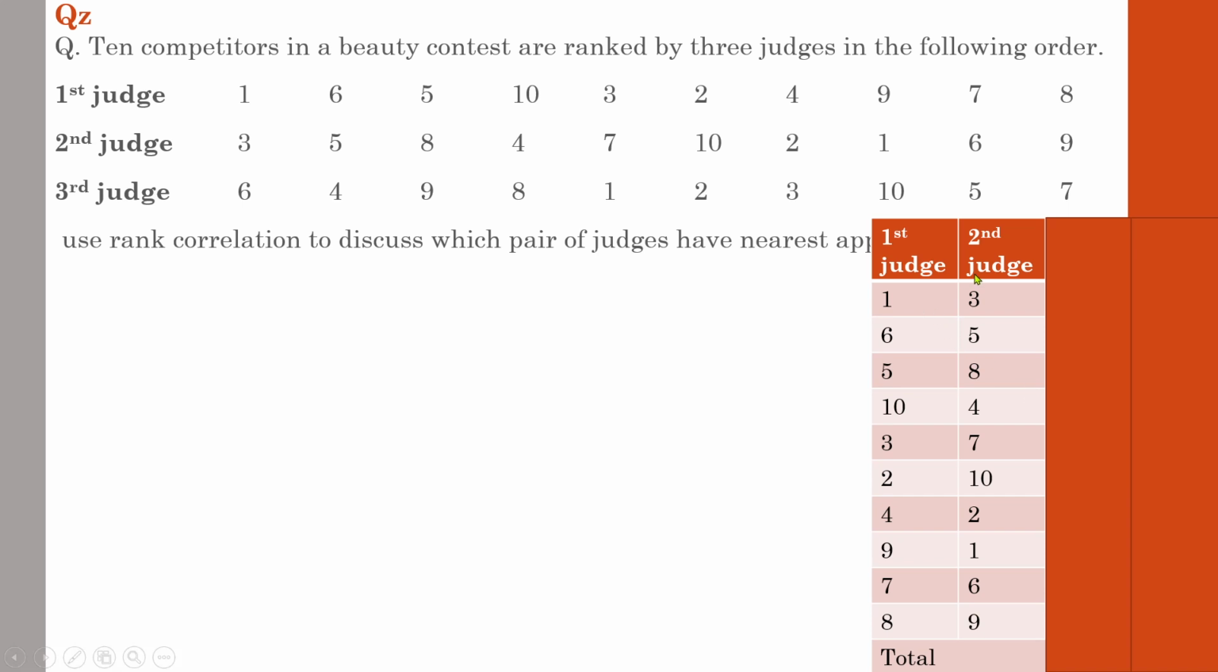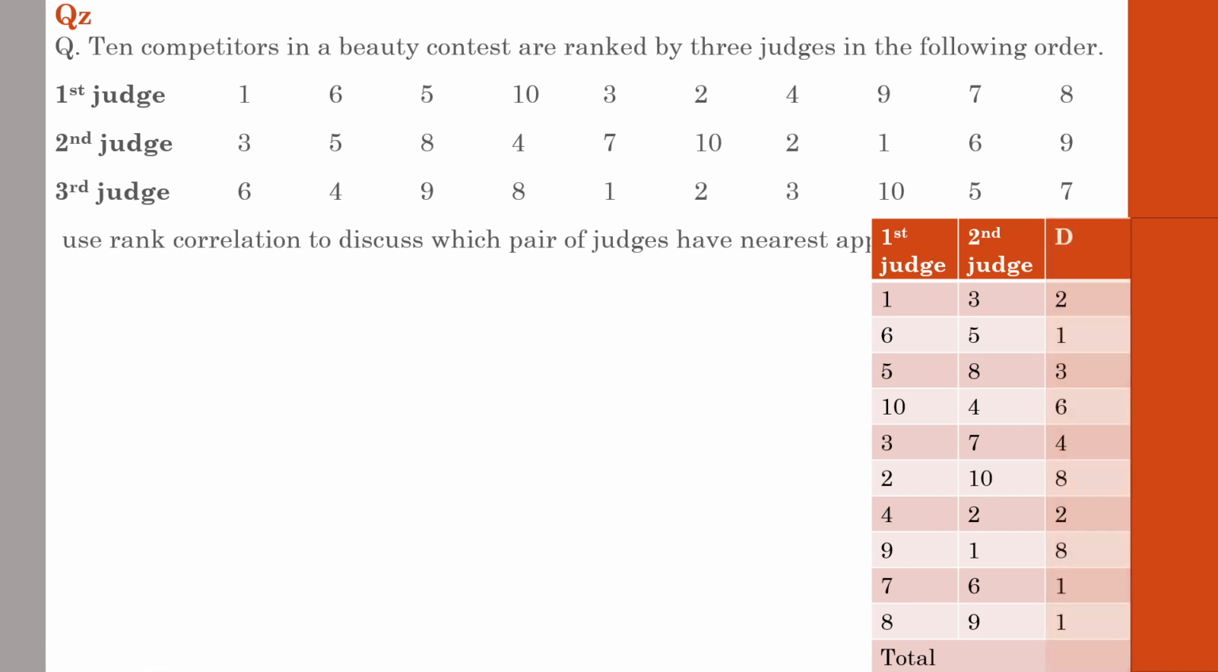So first judge and second judge are written, and we have just copied the details accordingly into the table. Next, as per the equation, you need to find d. D means the difference between the first and second column.